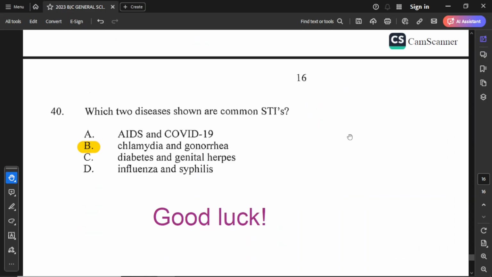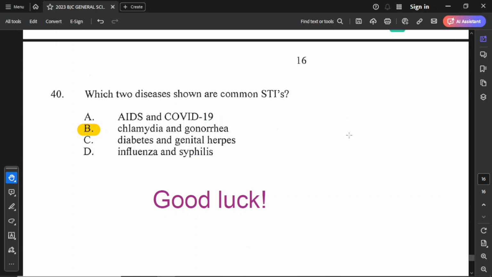And for the final question, which two diseases shown are common STIs and AIDS? Well, AIDS is, but COVID-19 is not. Chlamydia and gonorrhea, yes, so that's the correct option. So B is correct. Diabetes is not. Influenza is not.